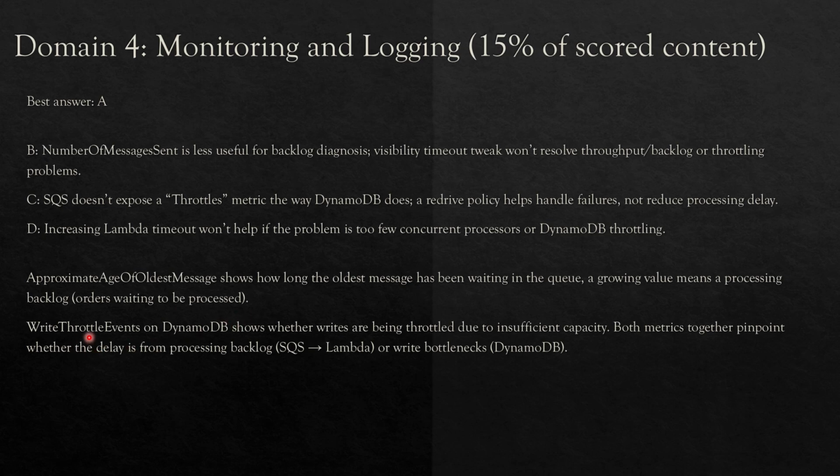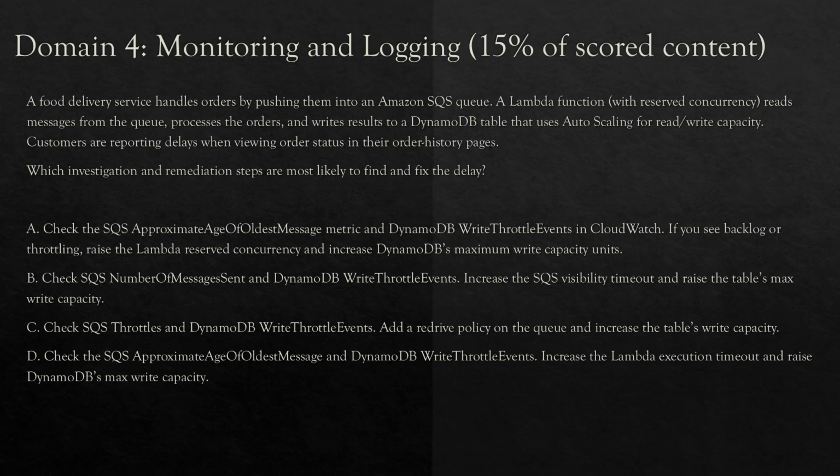And then why did we select write throttle events? Because DynamoDB shows whether writes are being throttled due to insufficient capacity. Both metrics together pinpoint whether the delay is from a processing backlog, SQS to Lambda, or write bottlenecks, which is DynamoDB. So that's why we chose the first option. It says that if you see the backlog or throttling, raise the Lambda concurrency limit and increase DynamoDB's maximum write capacity. So it's solving both the steps.